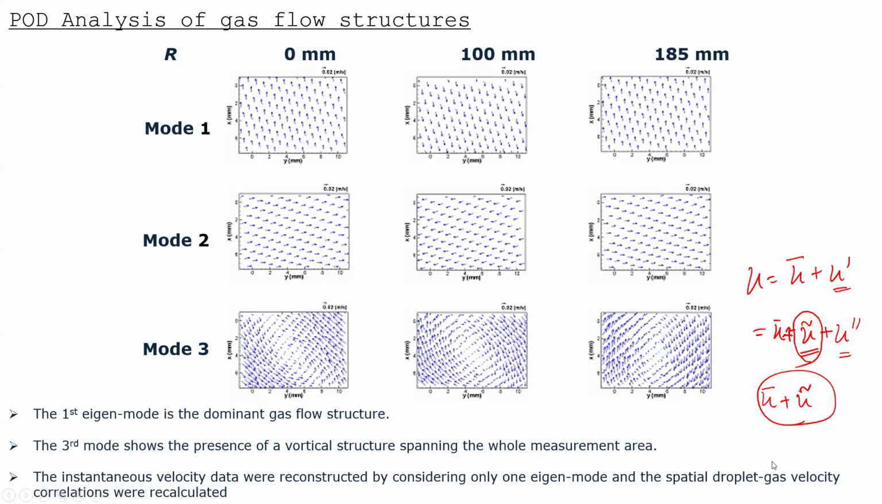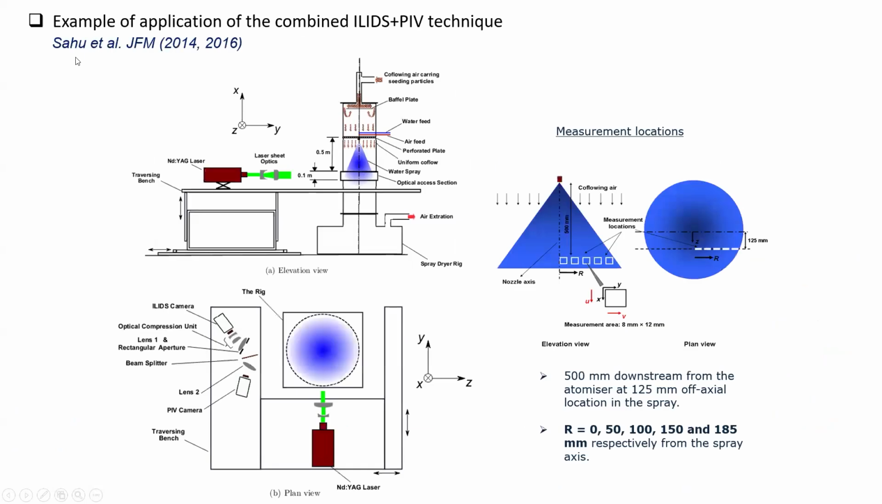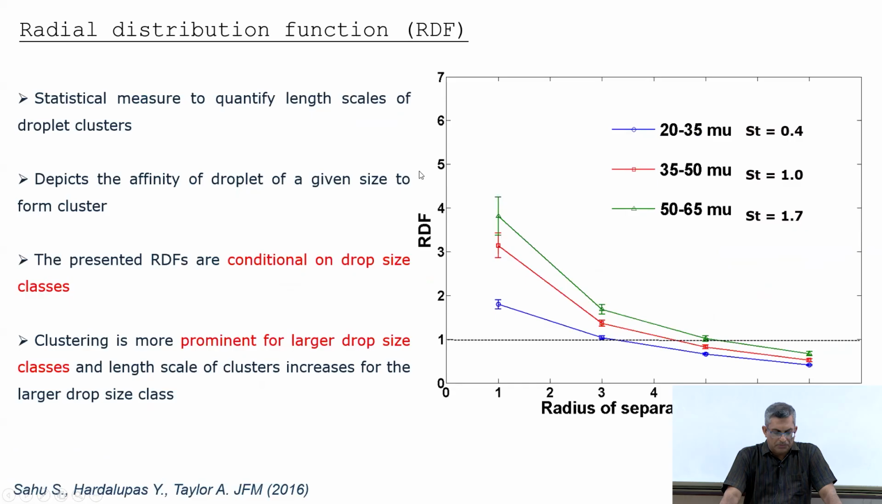Okay. I'm only giving an overview of this. You can go through this paper if you wish to understand more. Yeah. So we can calculate basically the particle or droplet gas correlations for each of these structures or coherent structures or large scale eddies separately. Next, ILIDS also facilitates measurement of particle clusters. Okay. I will talk about this later when we discuss measurement of particle clusters.